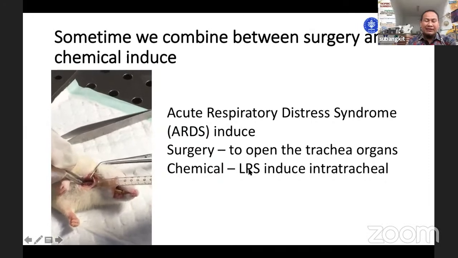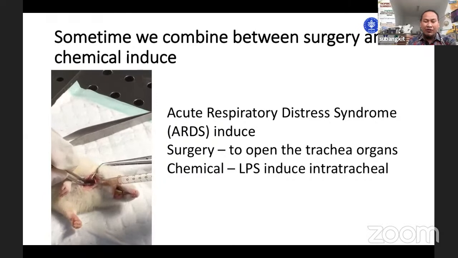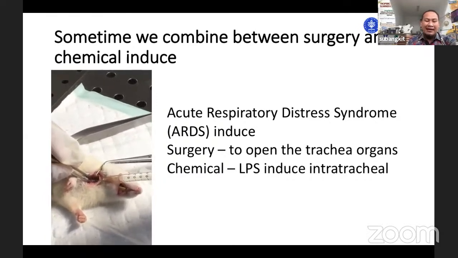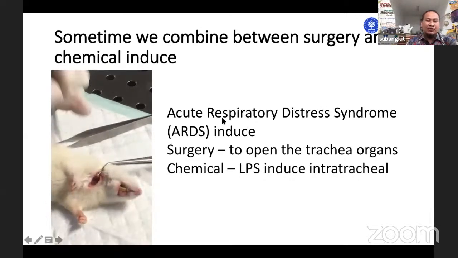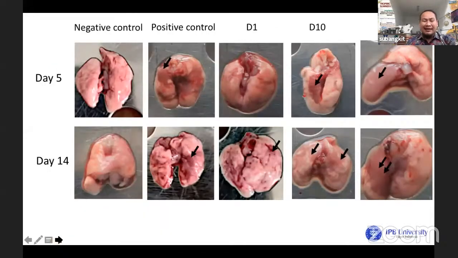This lipopolysaccharide comes from E. coli bacterial compound, and this chemical will cause lung injury. We call it acute respiratory distress syndrome. This condition is similar to the COVID-19 condition, so that's why this is becoming popular right now. And this is the result.